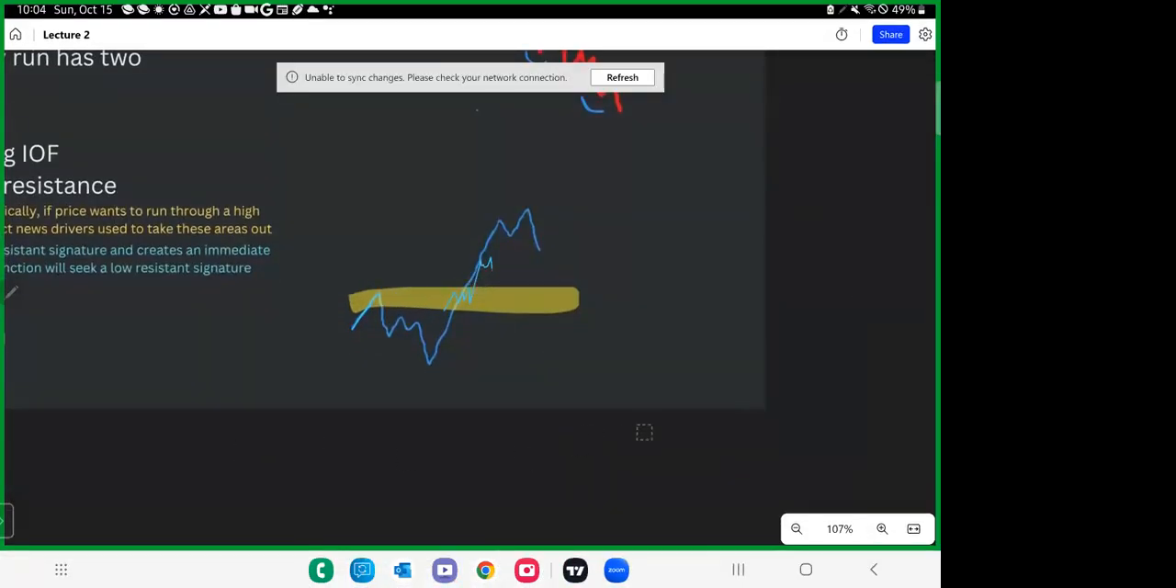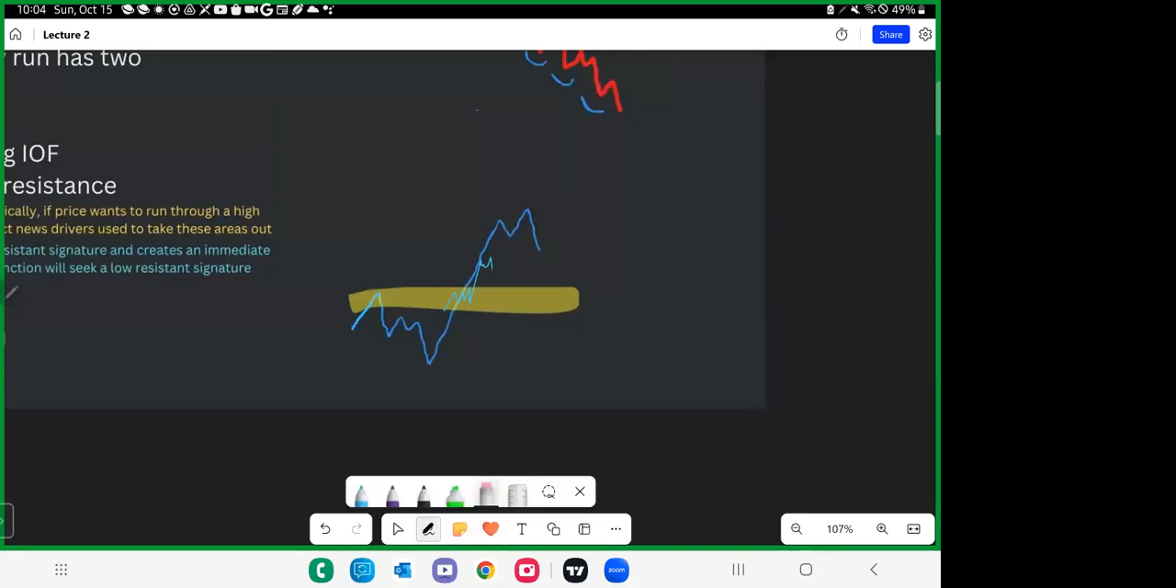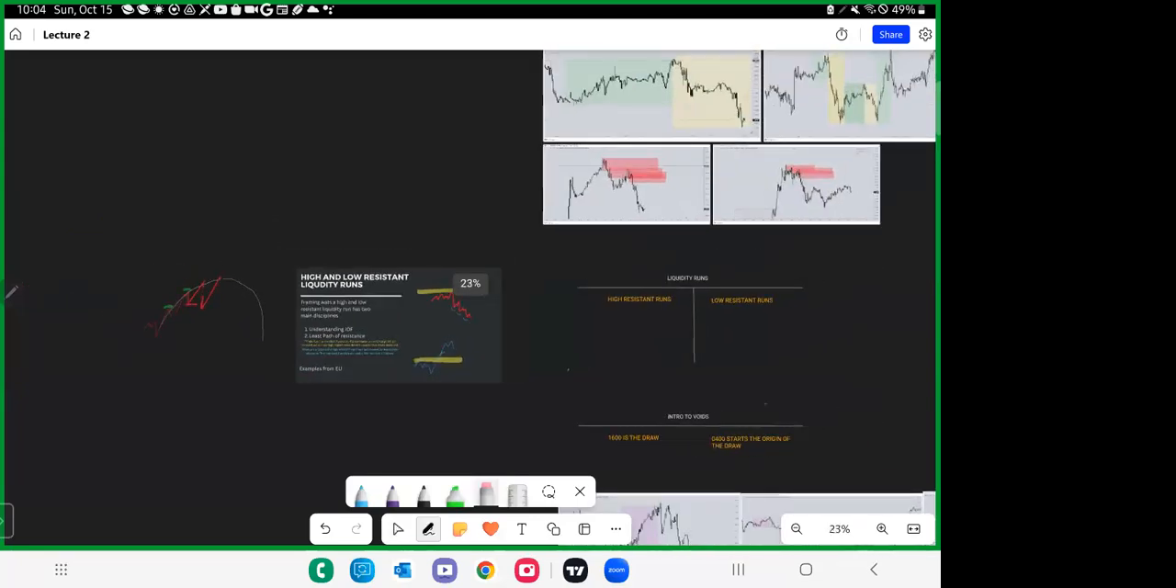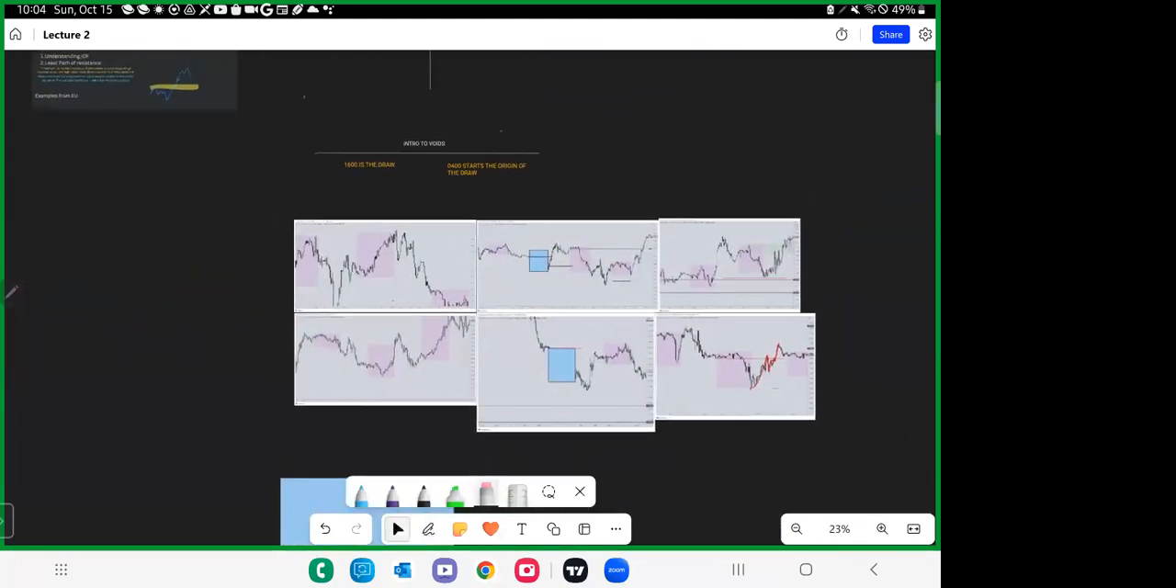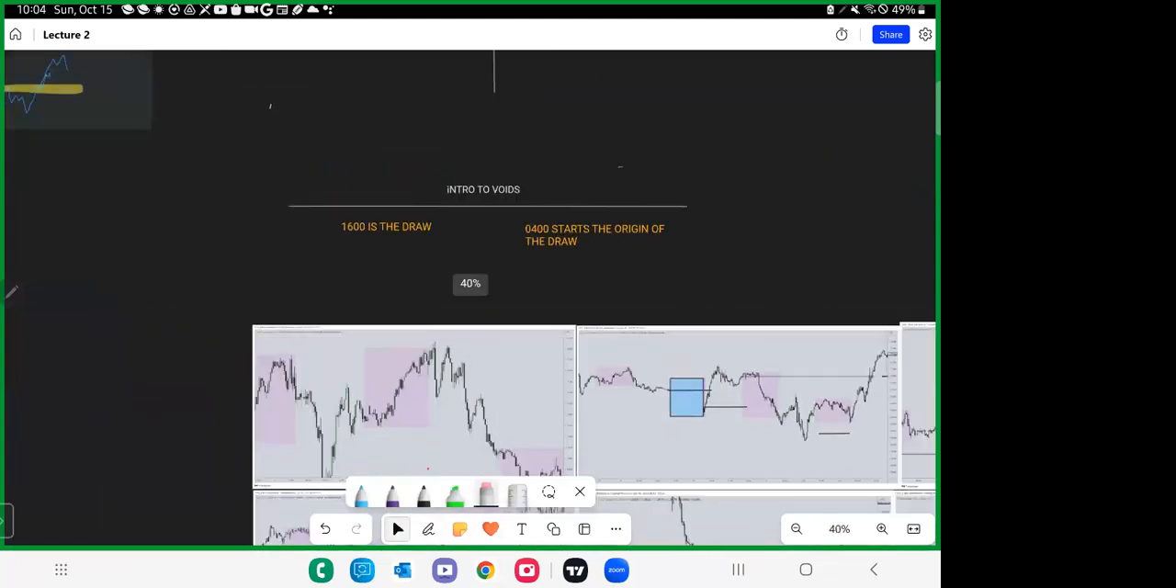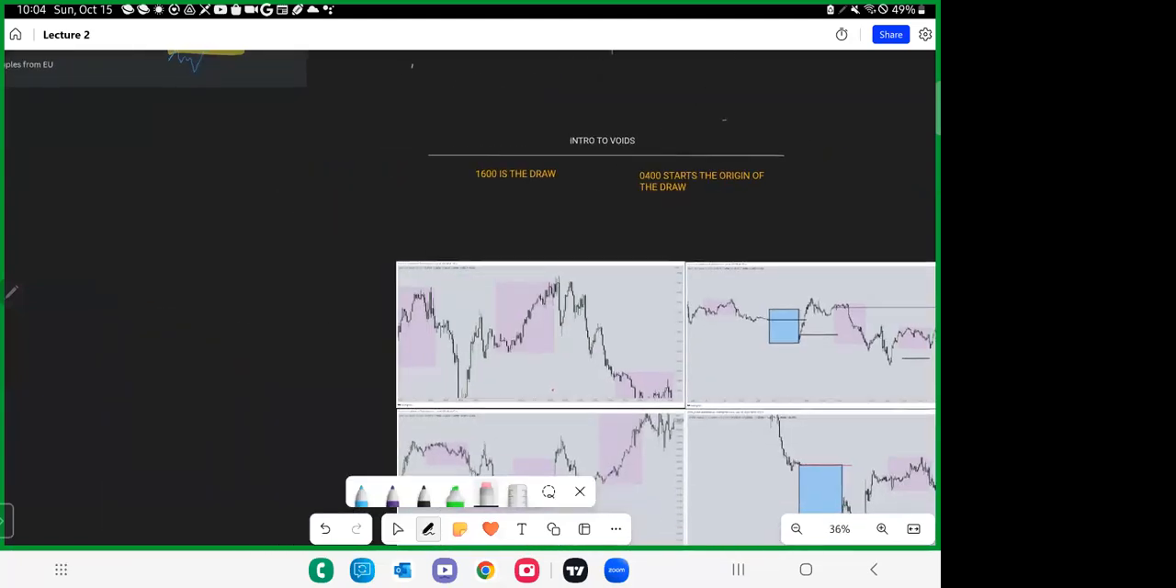Last little sidebar, this bonus for this lecture. We're going to take a look at indices. Intro to voids, right? We're just going to go into the full thing.